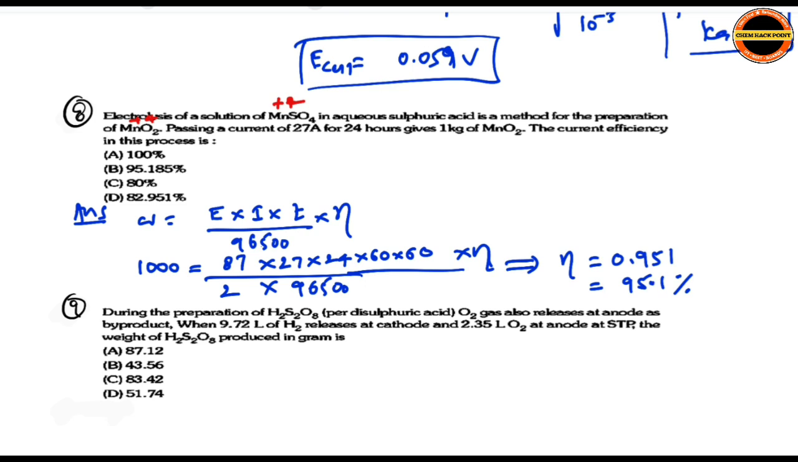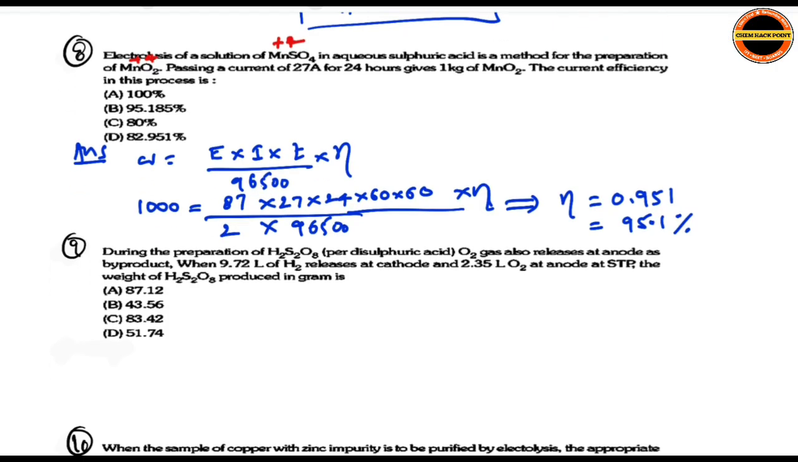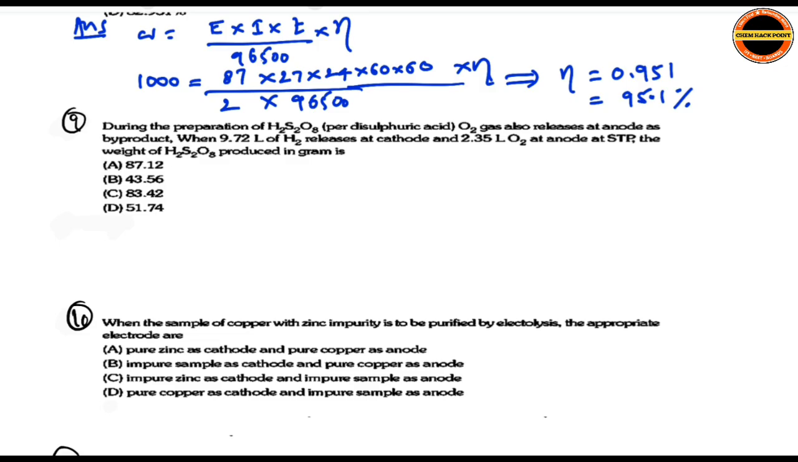Electrolysis of a solution of MnSO4 in aqueous sulfuric acid is a method for the preparation of MnO2. Passing a current of 27 ampere for 24 hours gives 1 kg of MnO2. The current efficiency we calculated here overall is 95.1 percentage. Next, see the next question. During preparation of H2S2O8, O2 gas also is released at the anode as a byproduct when 9.72 liters of H2 is released at the cathode. Everyone, see the question for 5 seconds.